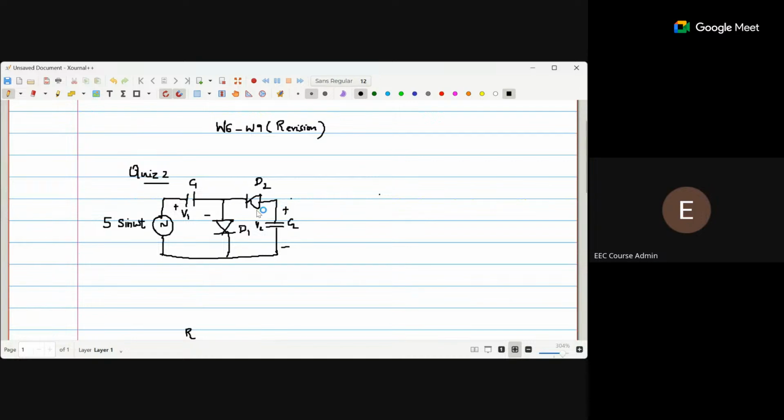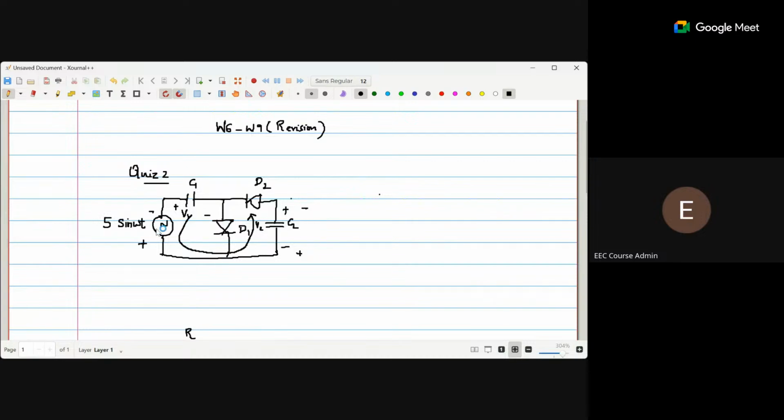So during the negative half cycle, this will be the path, and capacitor C2 charges in this way, so the polarity becomes like this.